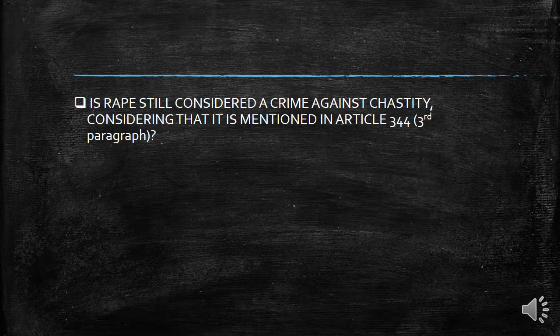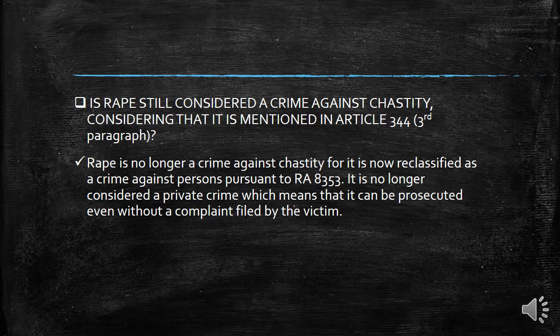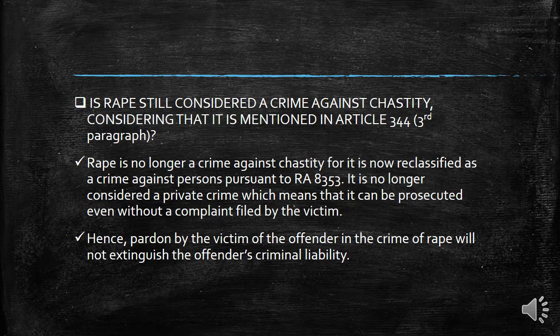Is rape still considered a crime against chastity, considering that it is mentioned in Article 344 in its third paragraph? The answer is no. Rape is no longer considered a crime against chastity, for it is now reclassified as a crime against persons pursuant to RA 8353, the law that amended the felony of rape in the Revised Penal Code. It is no longer considered a private crime, which means that it can now be prosecuted even without a complaint filed by the victim. Hence, pardon by the victim of the offender in the crime of rape will not extinguish the offender's criminal liability.